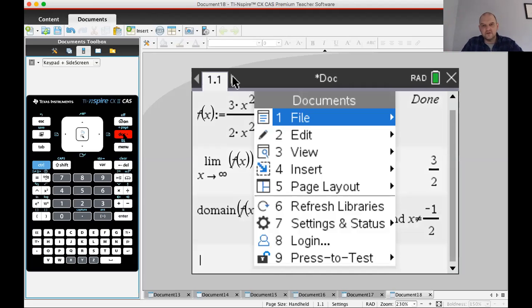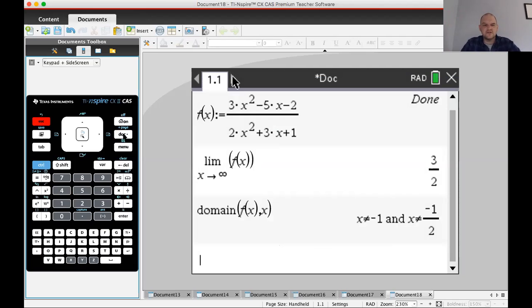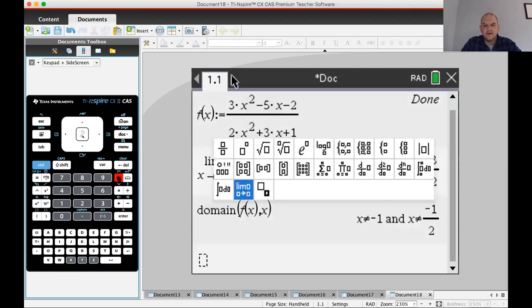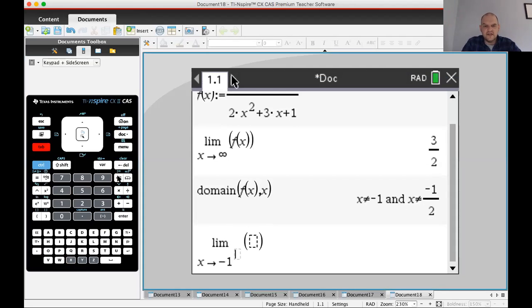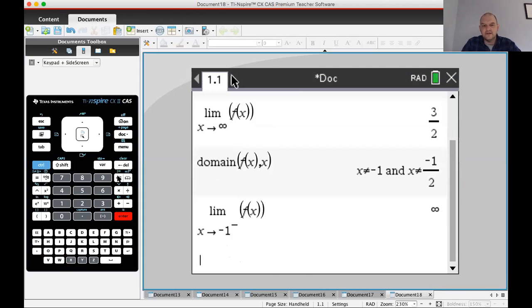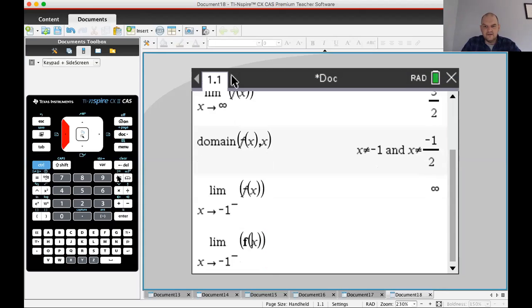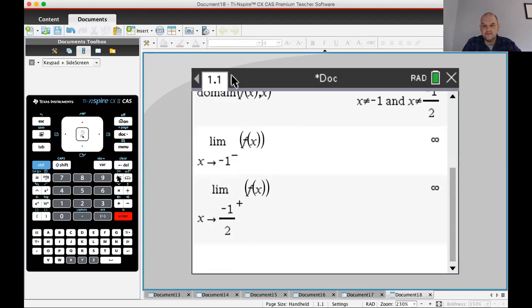Let's just graphically confirm that. Or actually, let's do this. Let's do the limit as x approaches -1 from, we did from the left, and we got infinity. Nice. And then let's change this to -1/2, and let's change it to from the right, we got positive infinity again. And we got it. Okay, so everything that we did checks out. So I think that's good work.